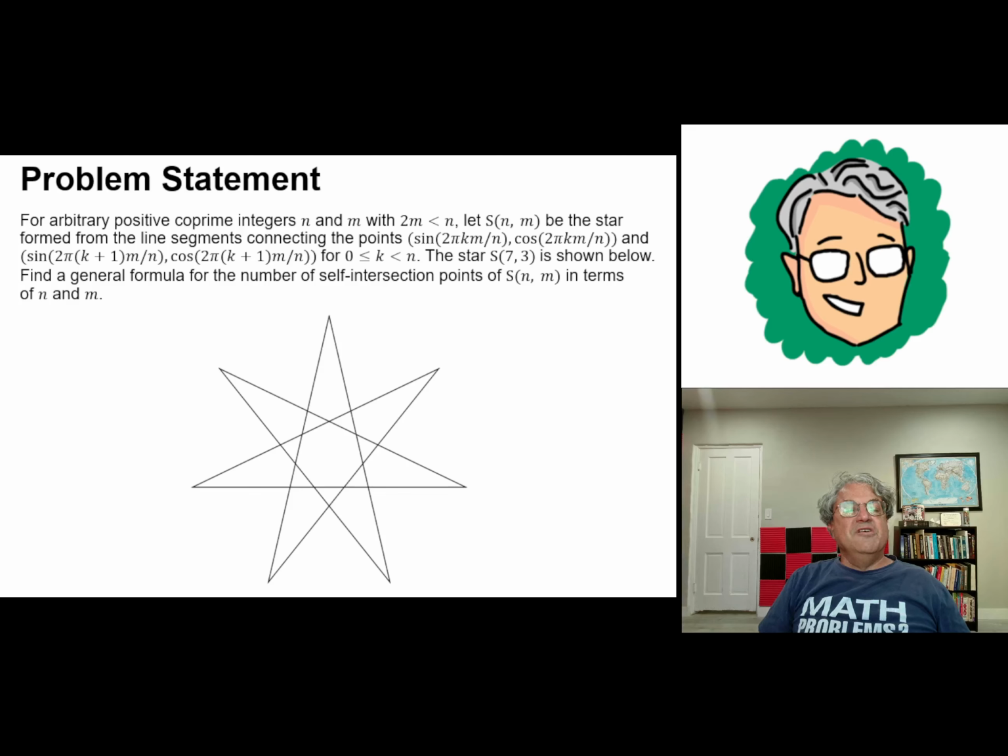Notice that they lie on two different circles of two different radii. The one with the bigger radius has 7, and the one with the smaller radius also has 7. So there's a total of 14. But that's just for a particular example. We want a general formula that works for every pair n and m, where n and m are coprime and 2m is less than n. So how do we solve this problem?